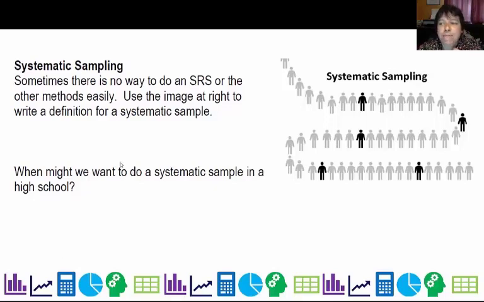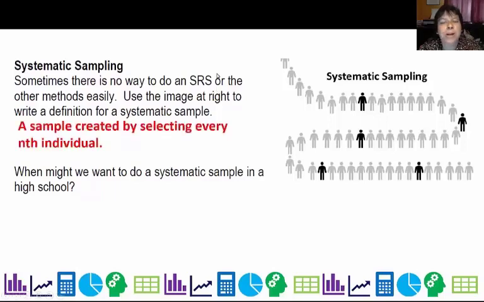Now, if you look at my graphic here, what do you notice? I have what looks like a line of individuals. And if you count 1, 2, 3, 4, 5, 6, 7, 8, 9, 10, and again 1 through 10, what am I doing? I'm sampling every 10th person. So a systematic sample is a sample created by selecting every nth individual. So you skip every so many.